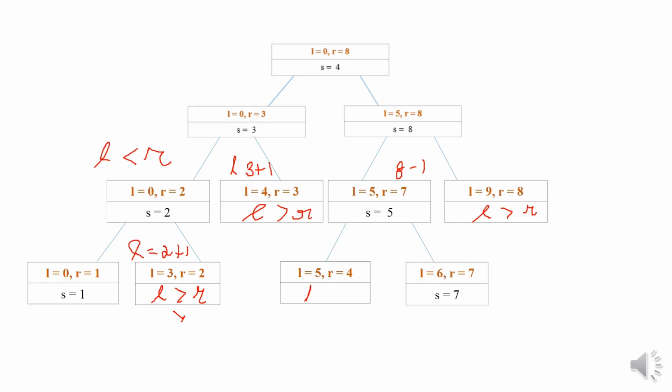Here also we observe l is greater than r, and in this case l was s plus 1, so it is 5 plus 1, 6, r is 7, l is less than r, so we achieved the partition at s equal to 7. So this is how the tree of recursive calls is represented for the quicksort algorithm.